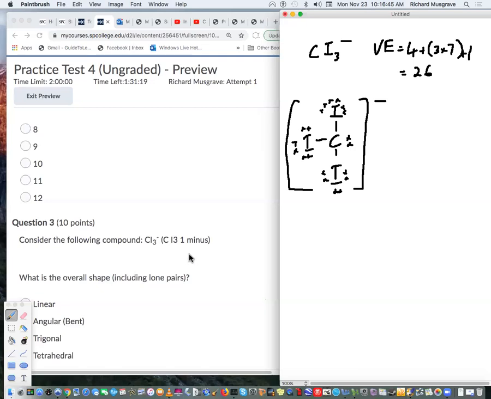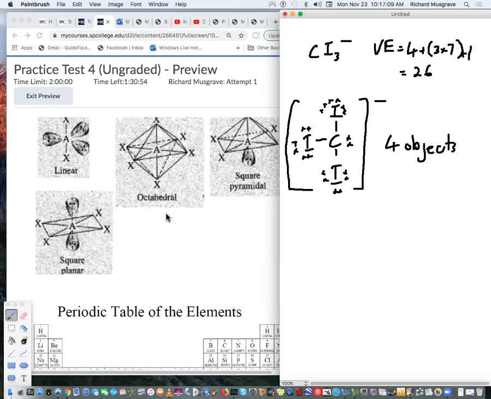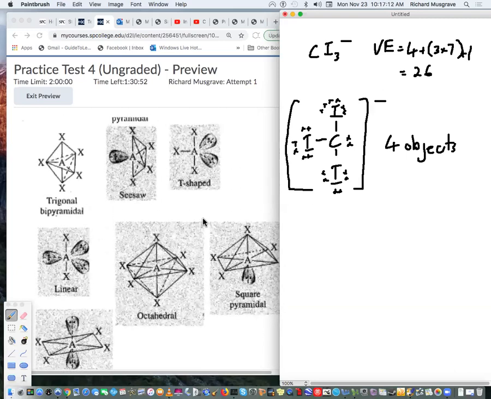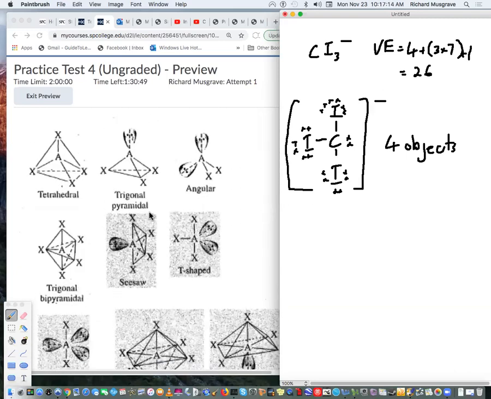Now you were looking for the overall shape. So what you would do here is you count how many objects are on the C, and there are a total of four objects. Remember, an object counts as an atom or a non-bonding electron pair. And if you're looking for the overall shape, then you go back to the initial diagram you're given, and you look for the one that has four objects on it. And that'll give you tetrahedral, you can see. That'll be the overall shape.